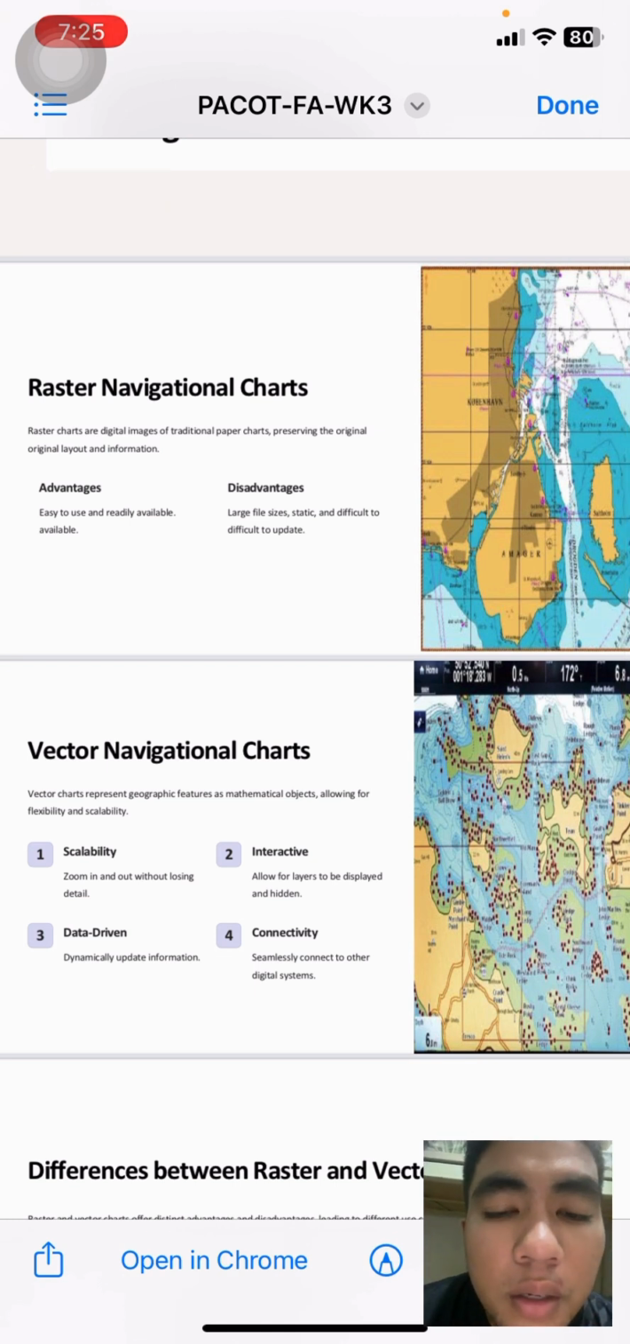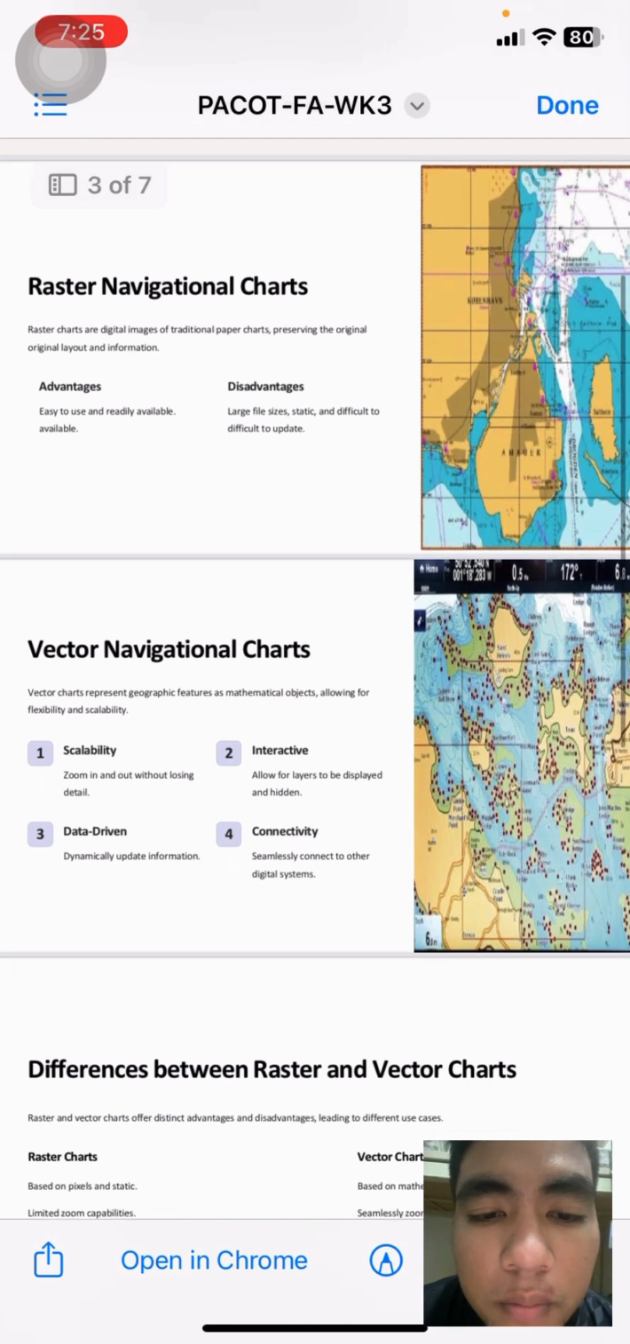Raster charts are digital images of traditional paper charts, preserving the original layout and information. So what are their advantages? The advantages of raster navigational charts are that they are easy to use and readily available, and their disadvantages are large file sizes, static and difficult to update.